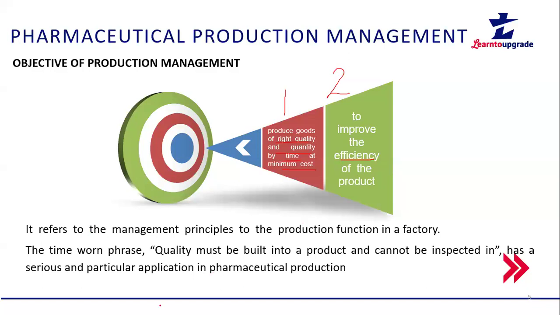Production management refers to applying management principles to the production of pharmaceutical drugs in a pharmaceutical factory, right? So quality must be built into the product and cannot be inspected into it. This is a proverb that is usually said: quality should be present at the core. You can always inspect, but not at all times and at all places. If you build quality right from the first step, then the final product that comes out will be of quality and meet all the specifications. So that is the objective of the production management course.